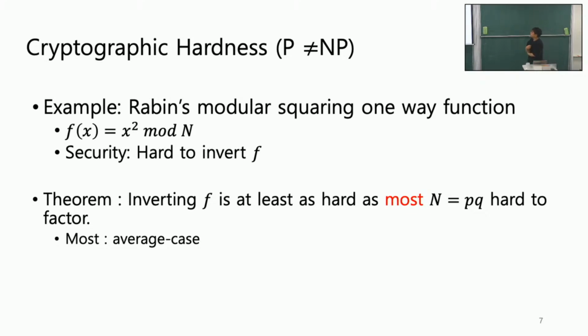As another example, I will introduce the Rabin modular squaring one-way function. f(x) is x squared modulo n, and the security of this one-way function is the same as the previous one. Unlike the previous two examples, there is a proof that inverting f is at least as hard as, for most n, hard to factor. Here, most means average case complexity.